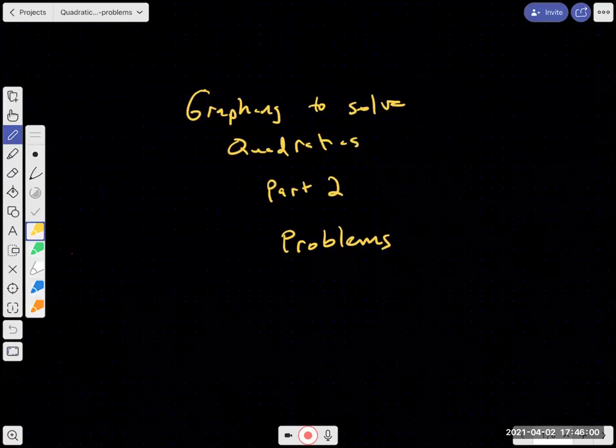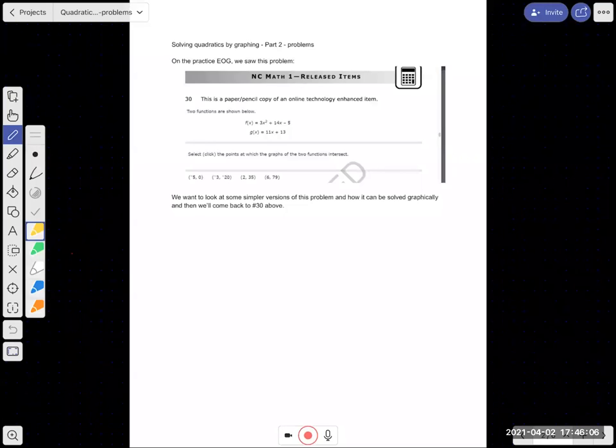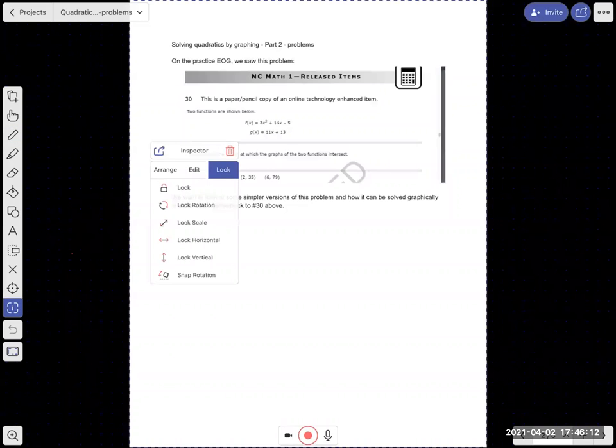And here we are back in Math 1. And this is, again, the idea of graphing. We're going to combine a graph with a linear equation, so two equations, and find out where they intersect. We had a question just like this on the released form, on the North Carolina Practice EOG. So let's take a look at that just to remind you.